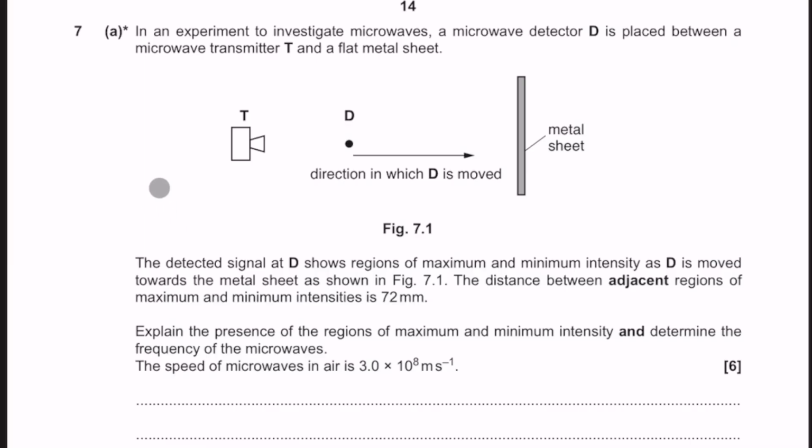Let's do this 6-marker. So we have this experiment with a microwave transmitter that's being reflected at a metal sheet. And then we're given some values. The distance between adjacent regions of maximum and minimum is 72 millimeters. What we need to do is two things. So explain the presence of the regions of the maxima and the minima. So this is our first command word, which is simply to explain. Our second part is to determine the frequency. In other words, to see if we can calculate the frequency.